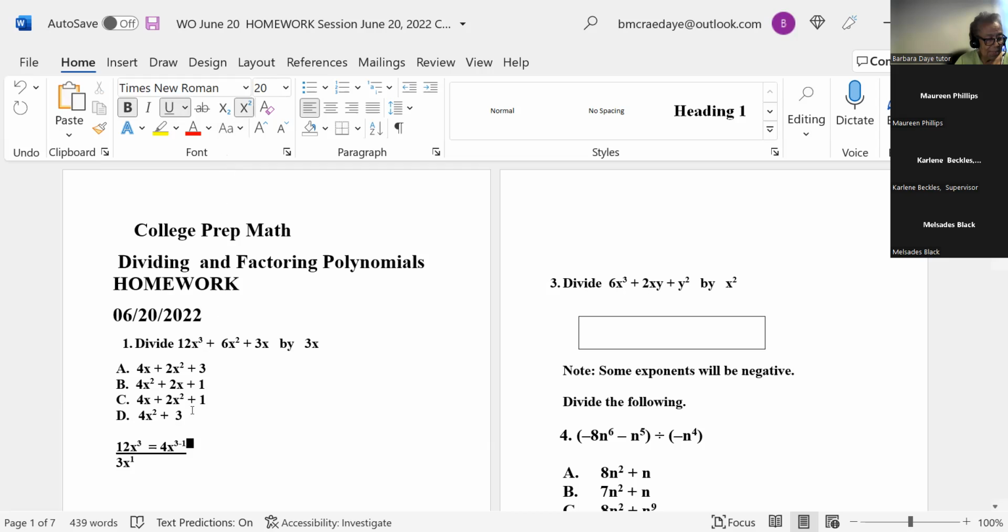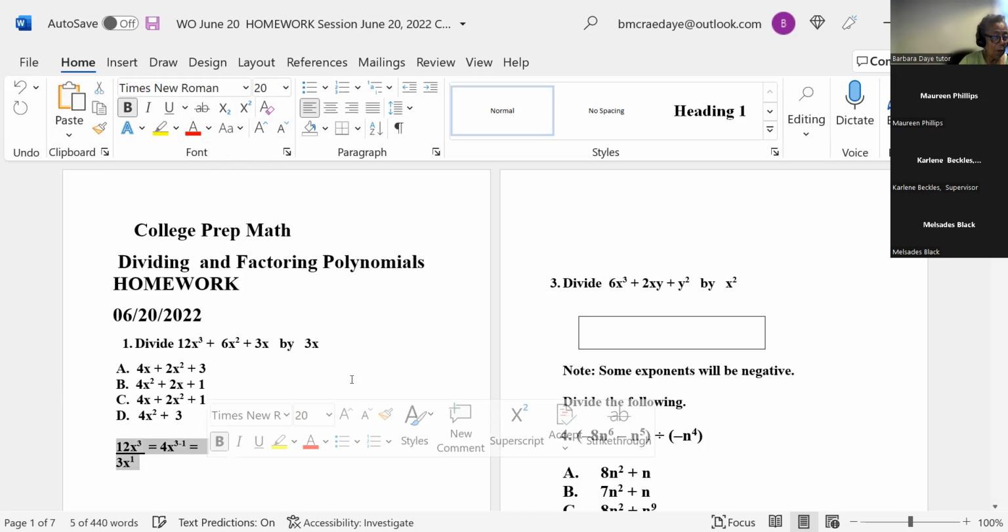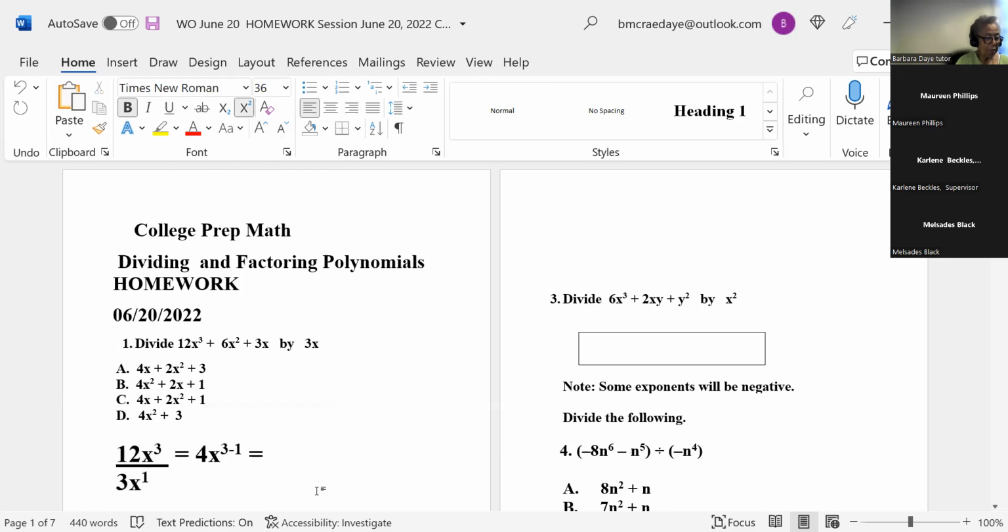Got it, Mercedes? So that becomes 4x to the 3 minus 1. What is that equal to? Let me just make this bigger because maybe you don't see it. All right. So 4x to the third minus 1. What is that equal to, Mercedes?